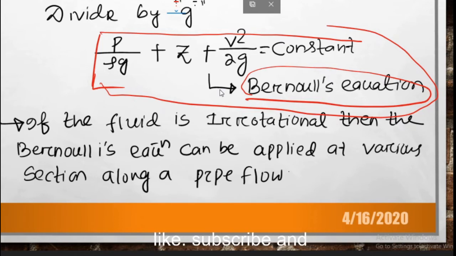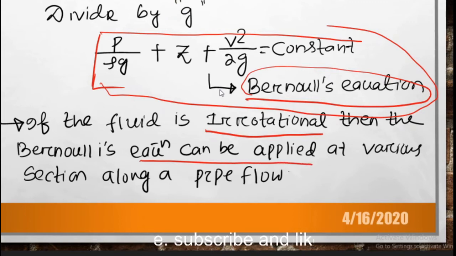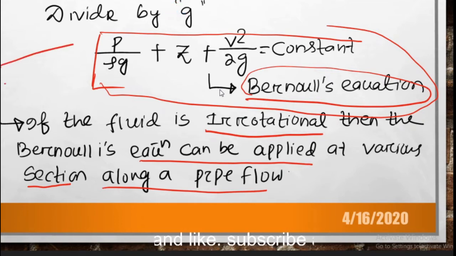But this Bernoulli equation is only applicable when the flow is irrotational flow. If the fluid flow is irrotational, then the Bernoulli equation can be applied at various sections along a pipe flow. But suppose a pipe flow is happening.